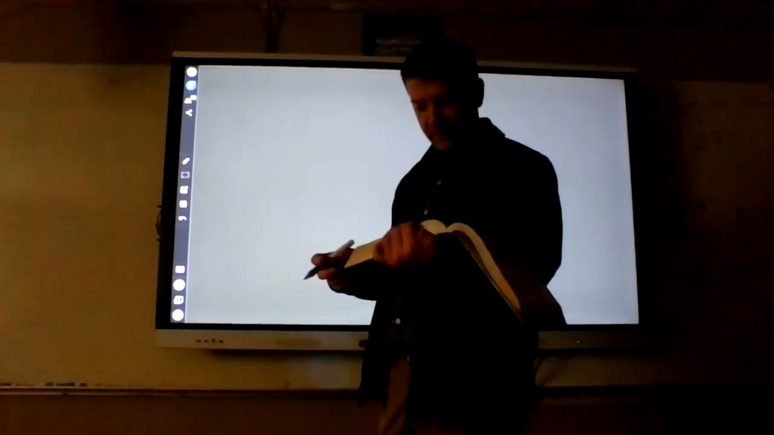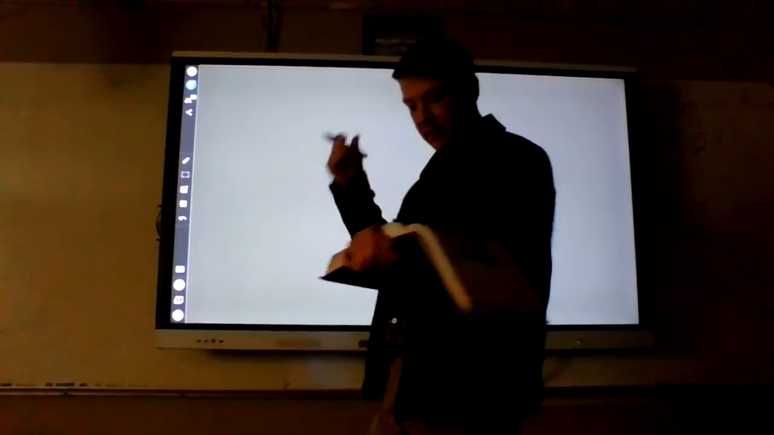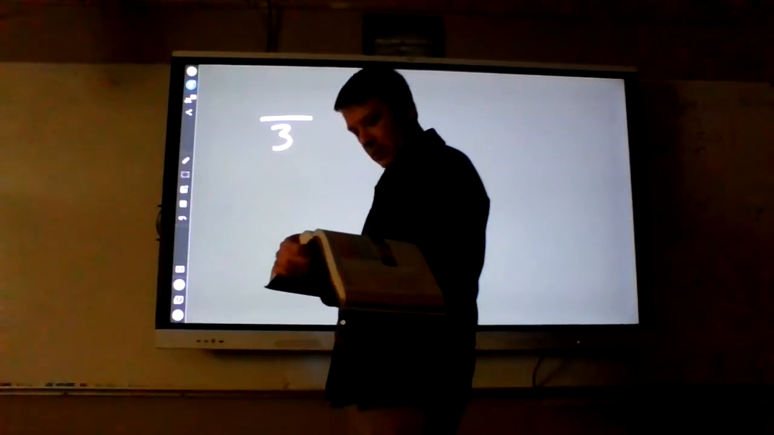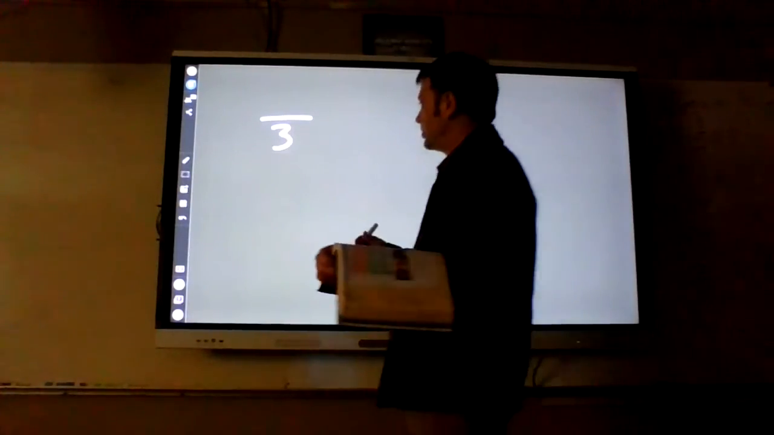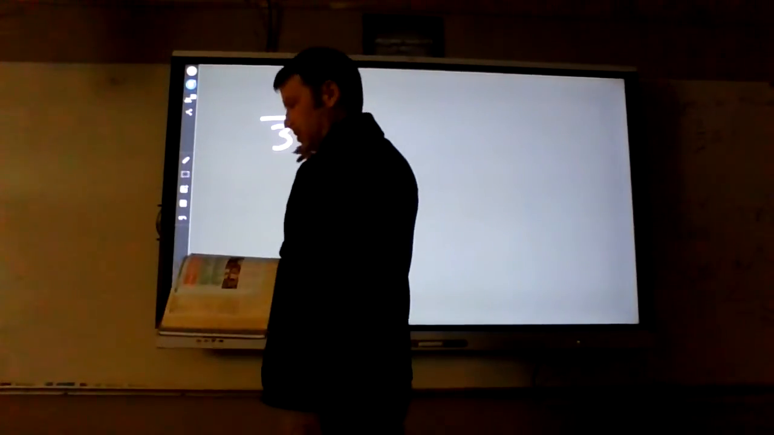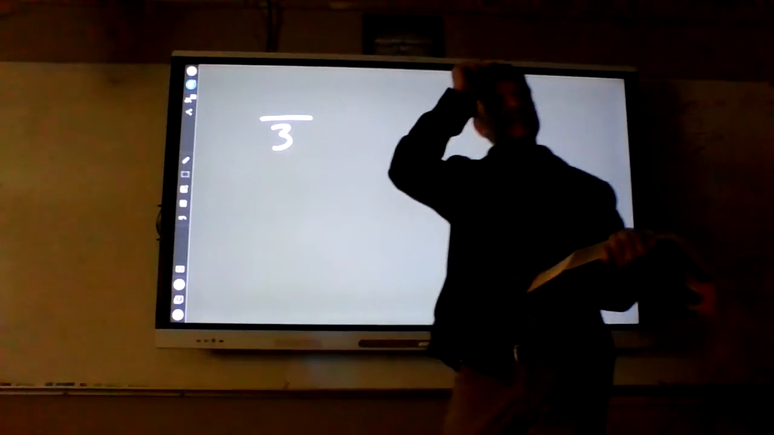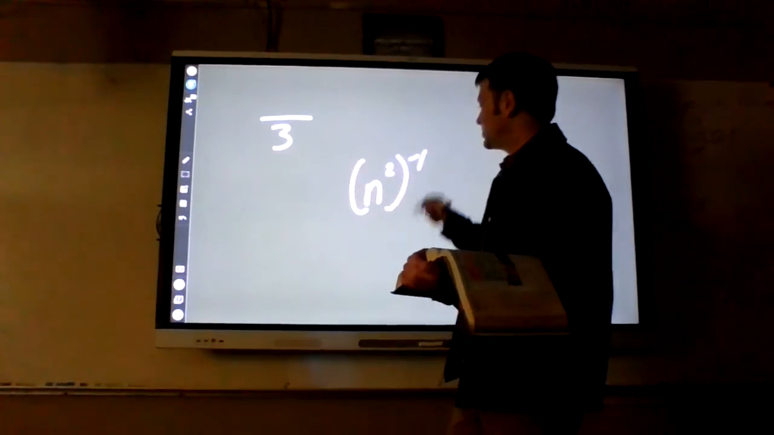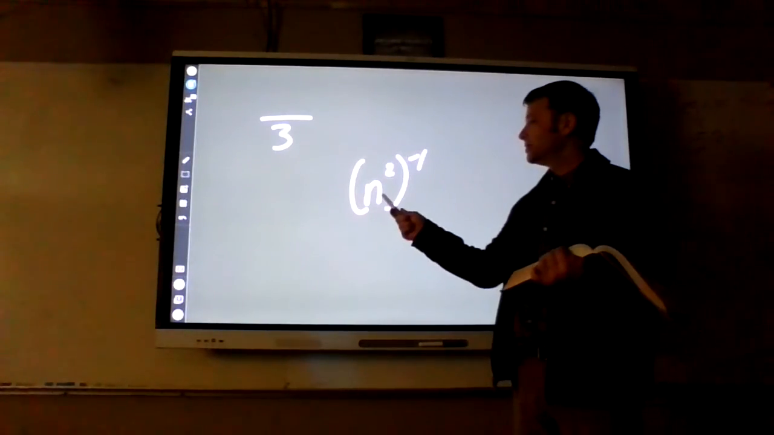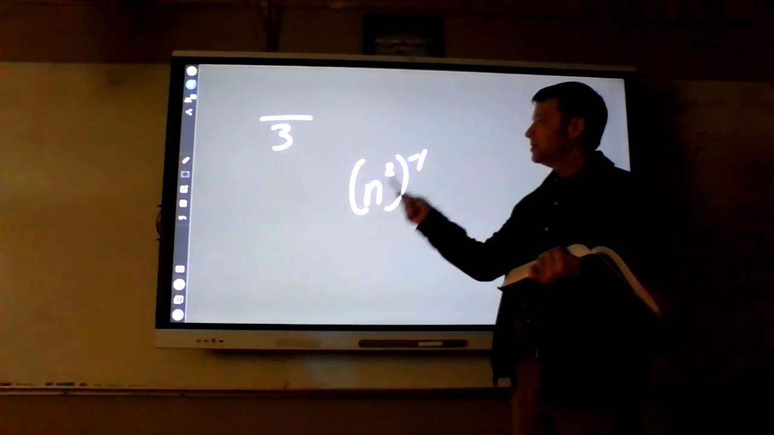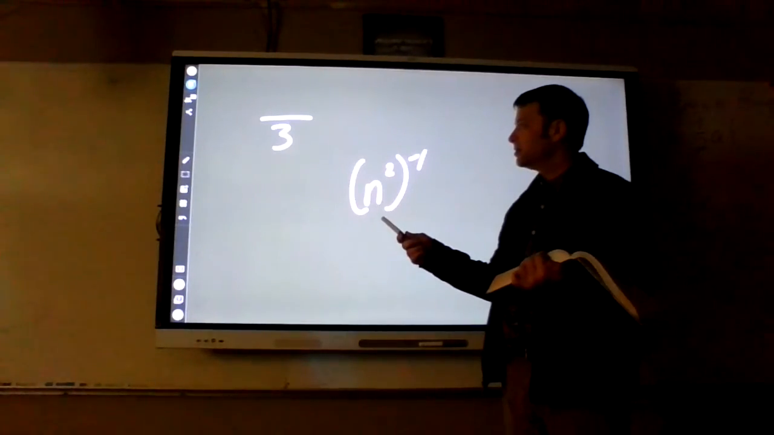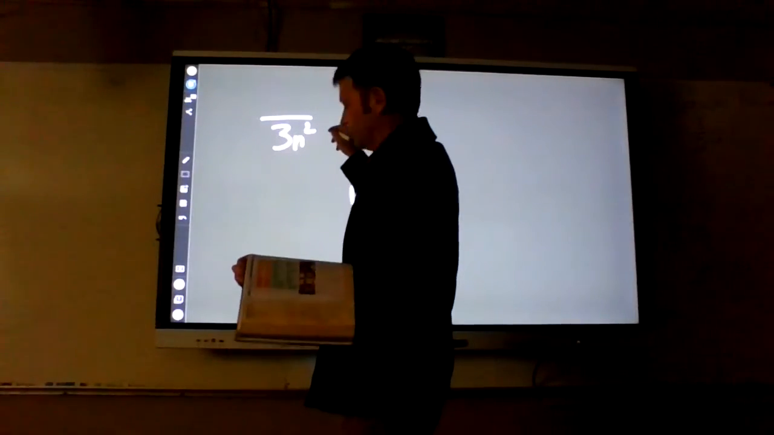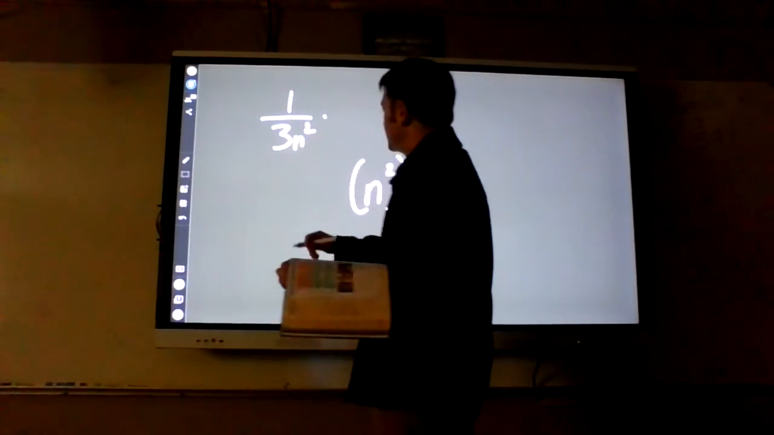So we have the first parentheses, 3 to the negative 1 is like 3 on the bottom. And then n squared to the negative 1 is like what? It's 1 over n squared, or just n squared on the bottom. Put 1 up there. So that's the first parentheses.